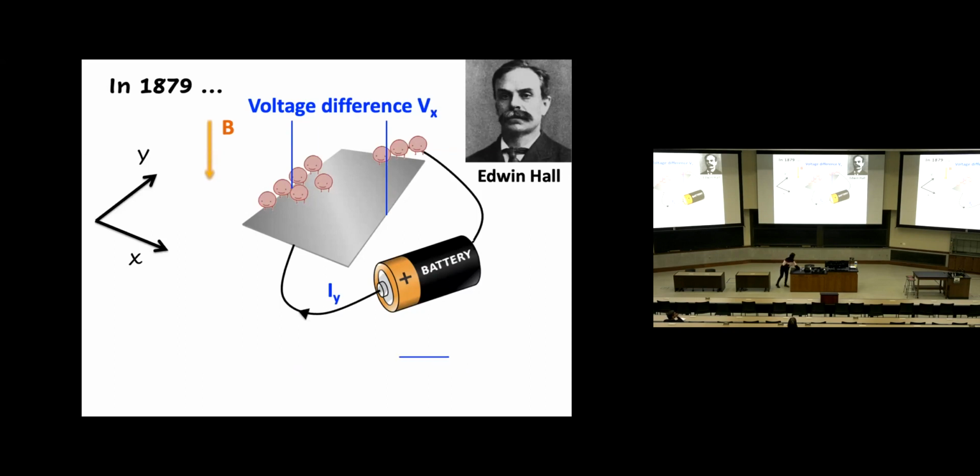And it's a meaningful quantity to look at: the ratio between this voltage difference Vx and this current Iy. So let's quantify this effect using this ratio. This is called a transverse resistance, and let me label it as R, the Hall resistance.